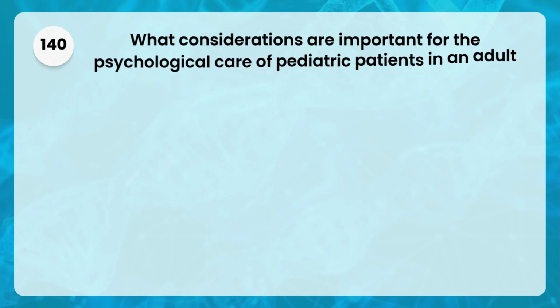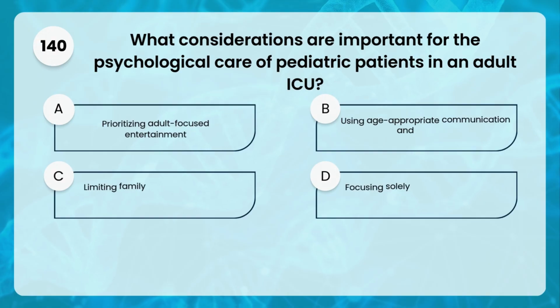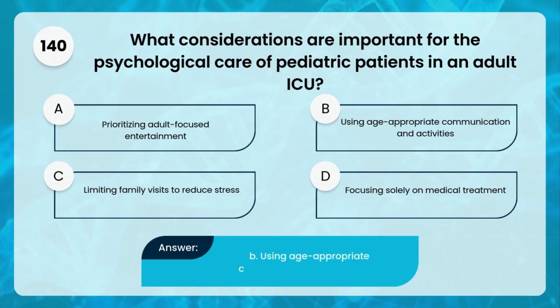140. What considerations are important for the psychological care of pediatric patients in an adult ICU? A. Prioritizing adult-focused entertainment. B. Using age-appropriate communication and activities. C. Limiting family visits to reduce stress. Or D. Focusing solely on medical treatment. The answer is B. Using age-appropriate communication and activities.